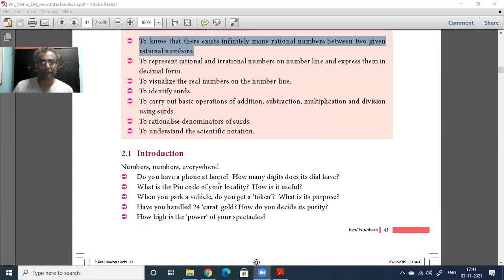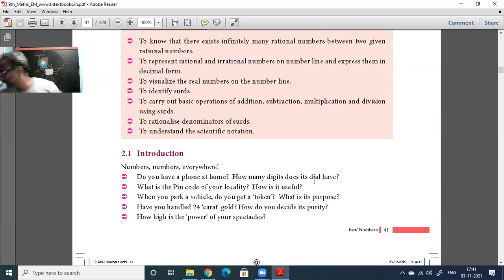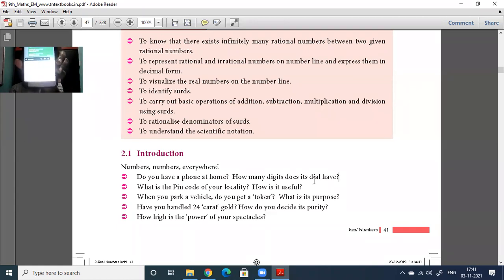Numbers everywhere. Do you have a phone at home? How many digits does its dial have? If you have a phone or even a mobile phone. Now my mobile phone has digits 0, 1, 2, 3, 4, 5, 6, 7, 8, 9. So there are at least 10 digits there, including 0.